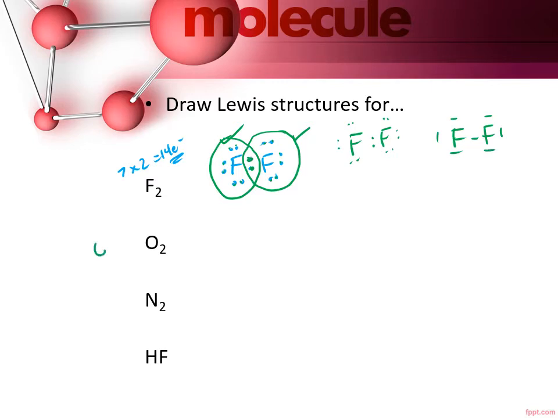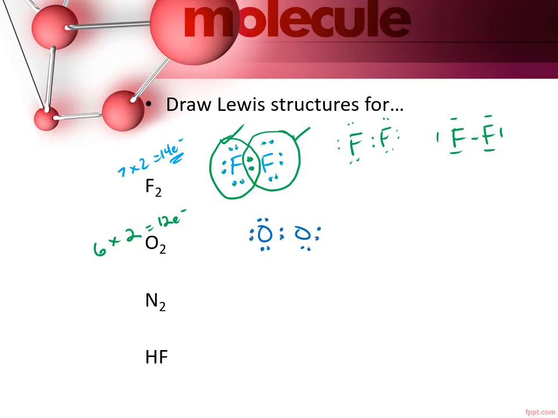Oxygen. Oxygen has 6 valence electrons. There are 2 oxygens. That's a total of 12 valence electrons to make bonds with. So if I start with oxygen and oxygen, I put a shared pair in between them. There's 2, 4, 6, 8, 10, 12.